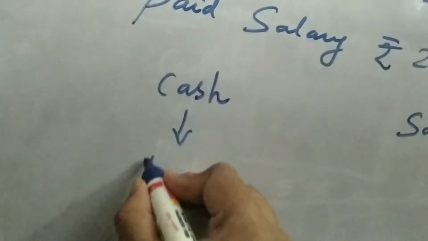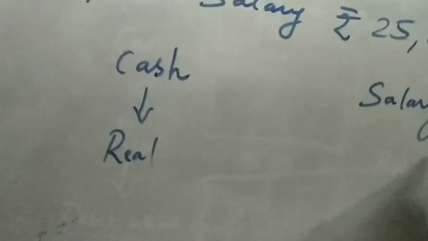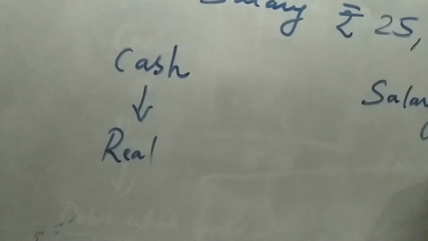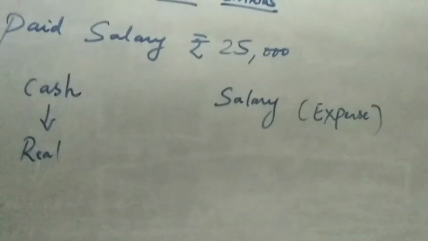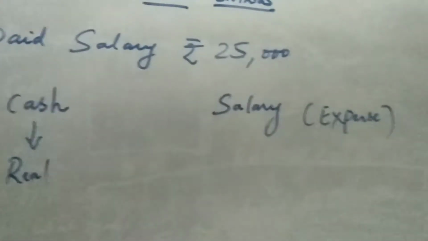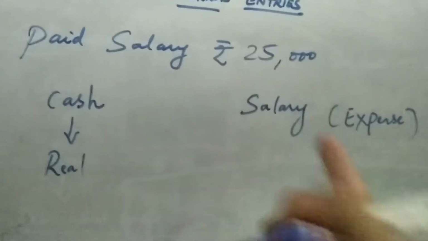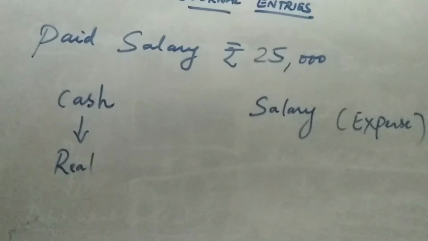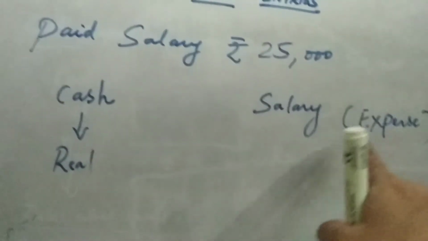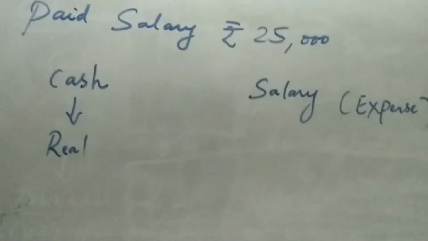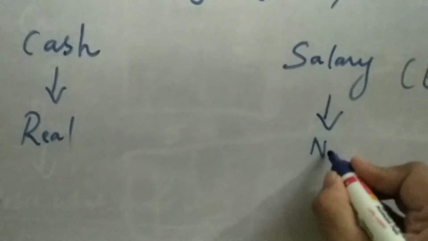Cash comes under real account. Salary is an expense. From the business point of view, salary is an expense. We are making a payment to our staff. So this salary which is being paid is an expense from the business point of view. So all expenses come under nominal.